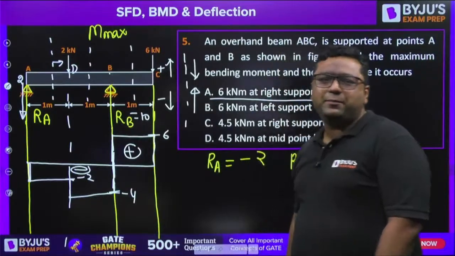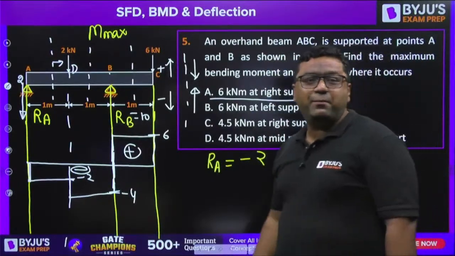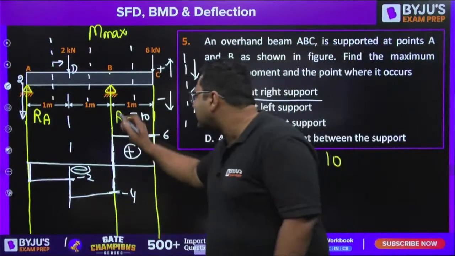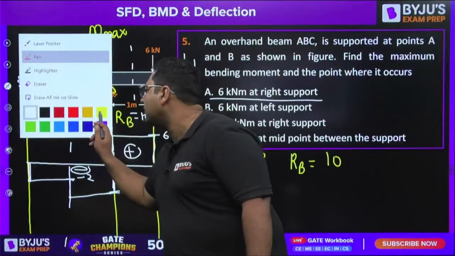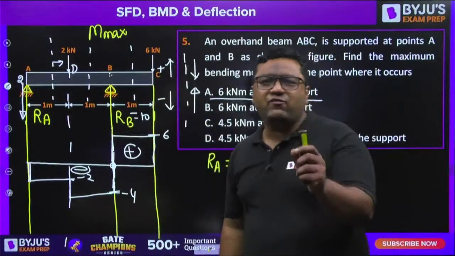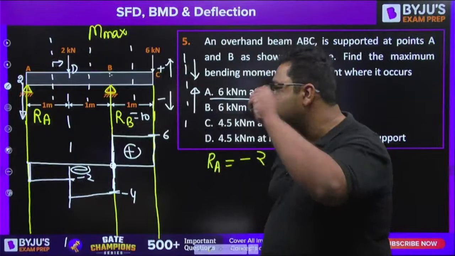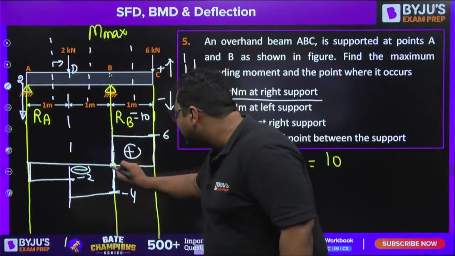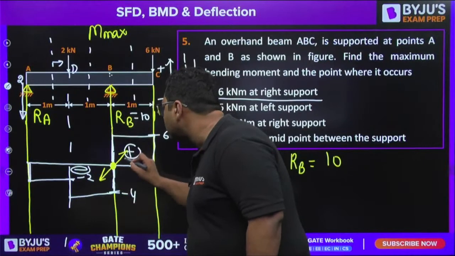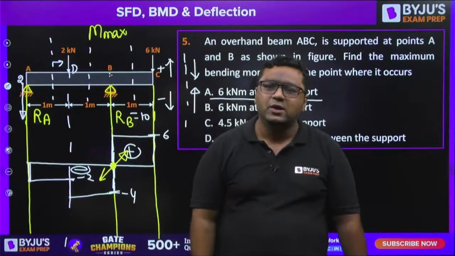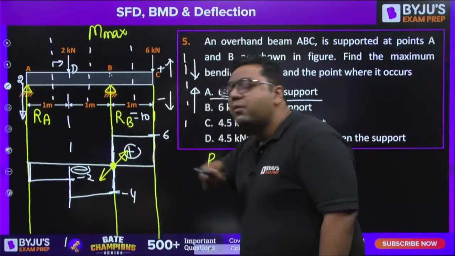Very good, guys. We will be having maximum bending moment at this point because here shear force is going to change its sign. The point where shear force changes its sign, we get maximum bending moment. And you can see at this point, shear force is changing its sign from positive to negative, negative to positive. So at this point, we will be having maximum bending moment.